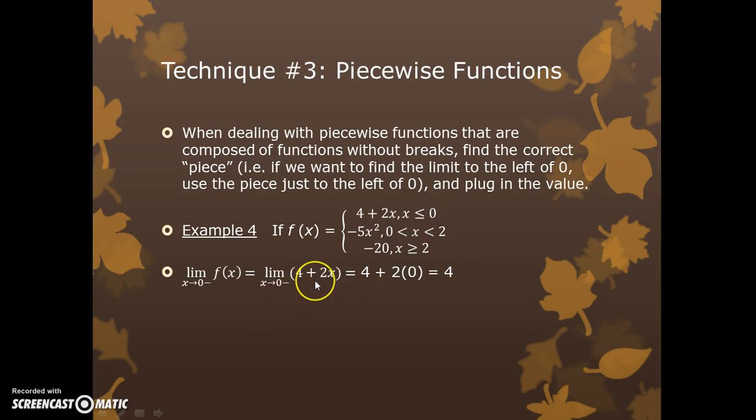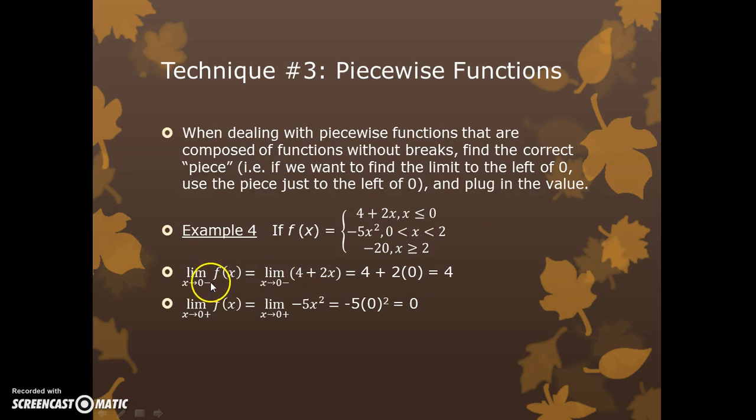When we plug in 0, this is just a linear function, which is continuous and has no breaks. We get a limit value of 4. If we wanted to evaluate the limit as x goes to the right of 0 of f of x, we use the piece that's between 0 and 2. Anything a little bit bigger than 0, but not too far above 0, which is the negative 5x squared piece. When we plug in 0, this is just a quadratic function whose limit equals the function value at every possible x value. We get a limit of 0.